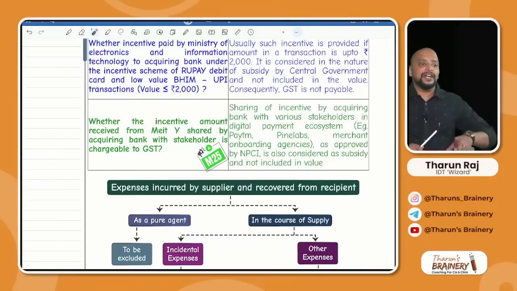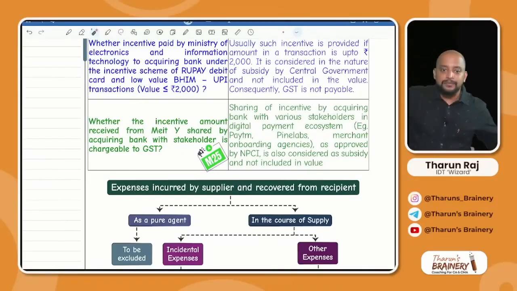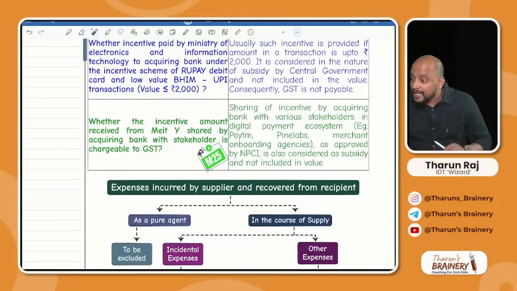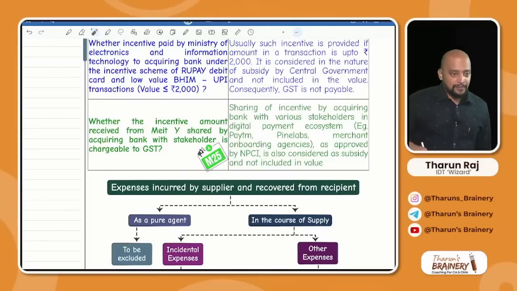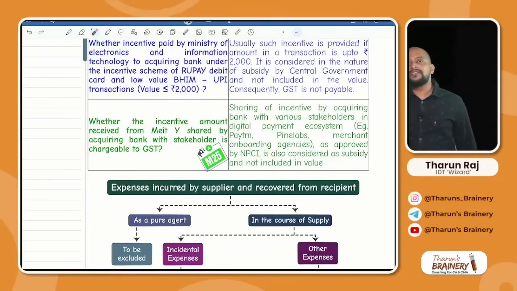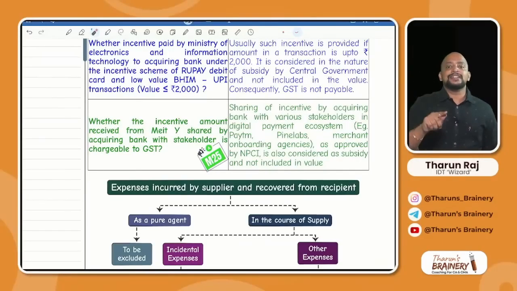But not to everyone. In this digital payment ecosystem, they should be authorized by government. They should be notified by government. That is NPCI. NPCI is the authority which will notify them, so that they are covered under the ecosystem or not covered under the ecosystem. If they are covered under the digital payment ecosystem, meaning in the process, then they will be receiving incentive. That incentive is subsidy from central government. What if others are receiving? That is not treated as subsidy from central government. That will be taxable. Is it clear?